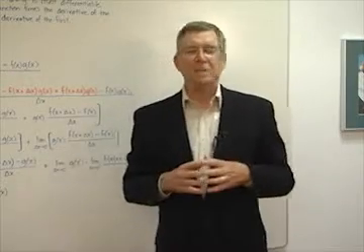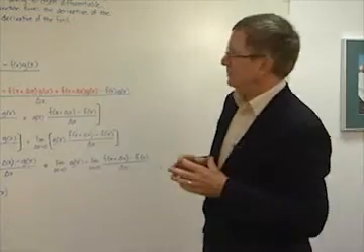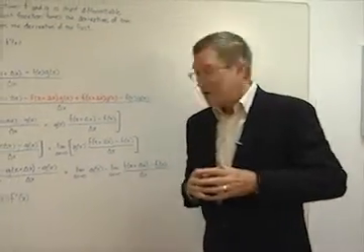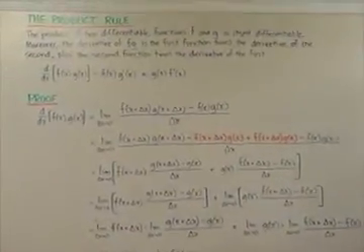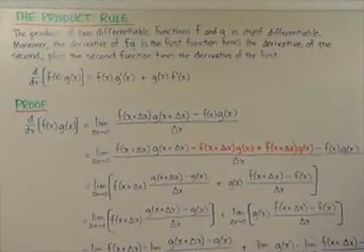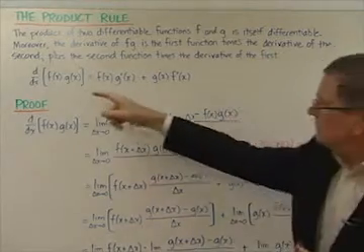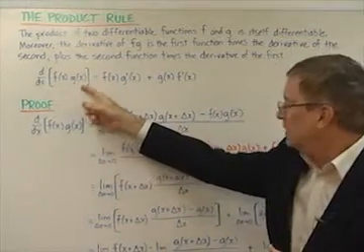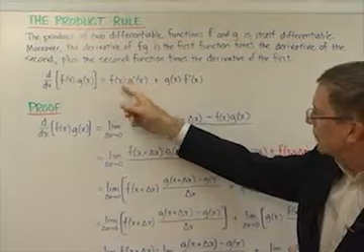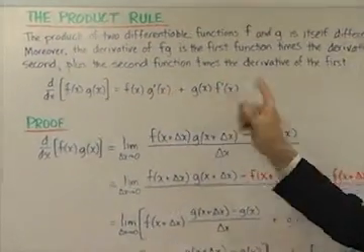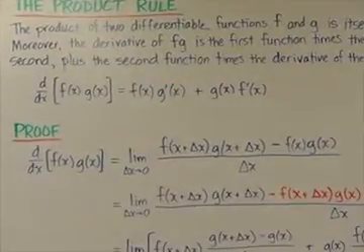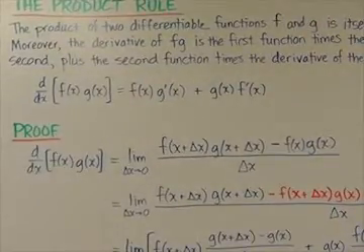We now prove the product rule for derivatives. It goes like this. The product of two differentiable functions f and g is itself differentiable. And furthermore, the derivative of that product of f and g is equal to the first function times the derivative of the second plus the second function times the derivative of the first function. So how are we going to prove this?